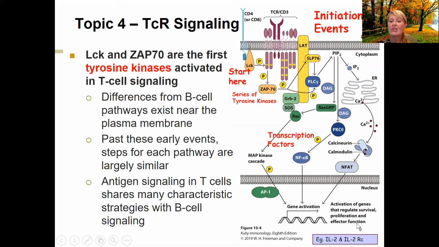And so some of the genes that might get transcribed in a T cell would be IL-2 and the IL-2 receptor, for example. And this is key. IL-2 and the IL-2 receptor are critical for the survival of T cells so that they can go on and divide and become those effector cells. So that's just a brief look at this.